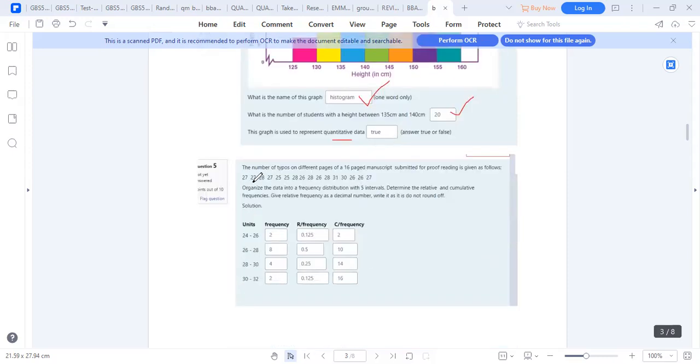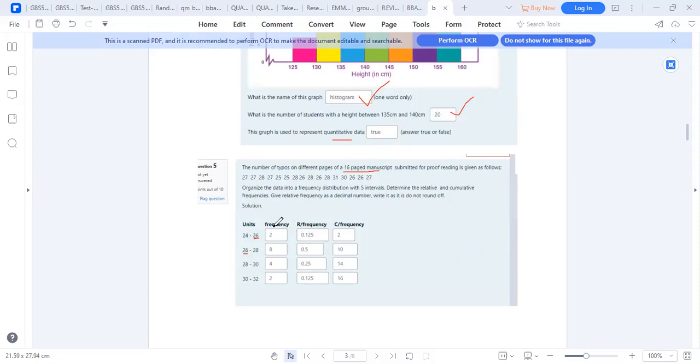Okay. Then here we've been given a 16-page manuscript. So we've been given the following frequencies. So we are being asked to classify them in intervals. So 24 to 26, 26 to 29. So you can see here there's a 26 repeating here and here. So don't count 26 in the first, just look at 24 and 25, 27, 28, 29, 30, and 31. That's the tricky part on there.